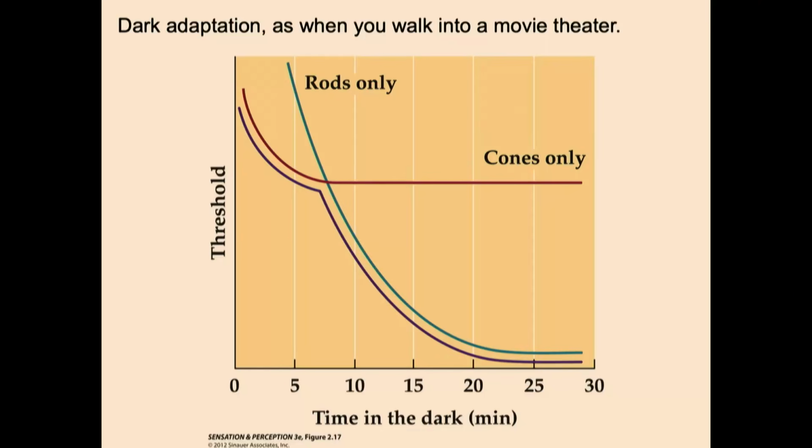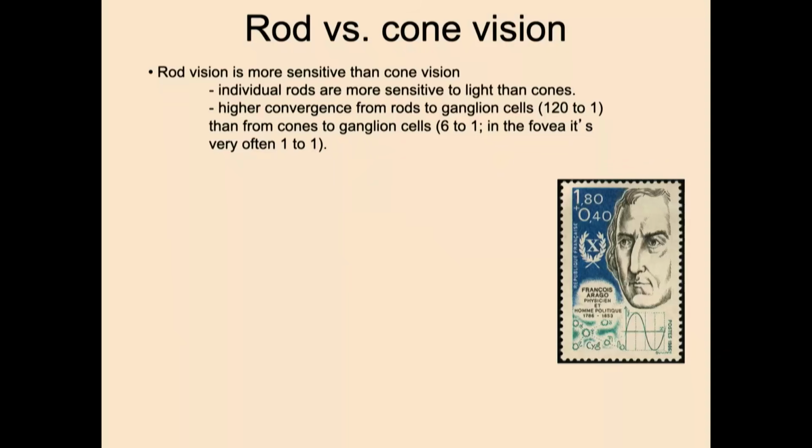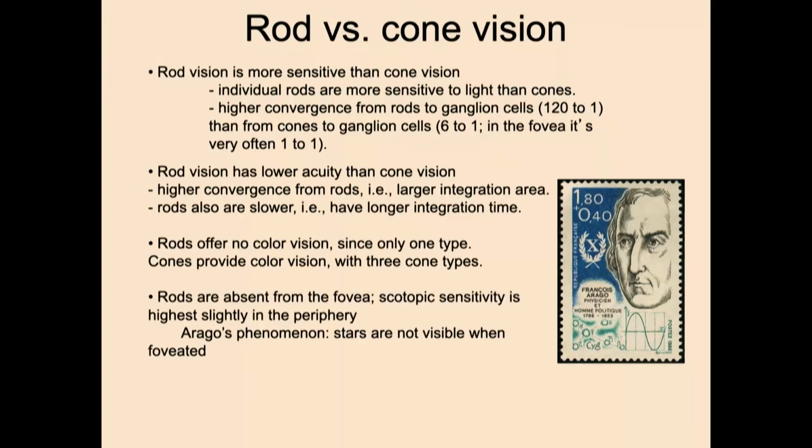If you walk into a dark room or a movie theater, you gradually adapt to the low light levels. And what that means is there's an initial stage of adaptation within the cones, and then your vision transitions to being determined by the rods. And the rods eventually become extremely sensitive to light. So we talked about differences between rod and cone vision, how rod vision is more sensitive than cone vision, how it has lower acuity, and how you're not able to see color when you are dependent on your rods because there's only one type of rod.